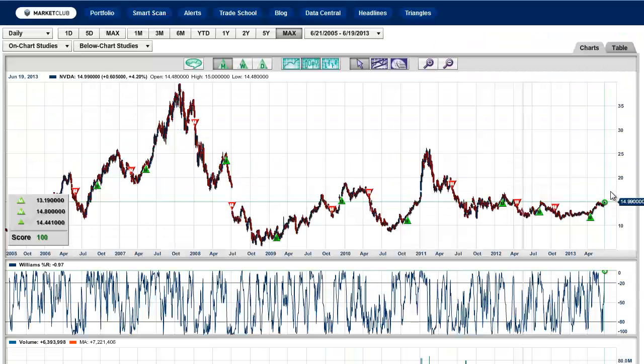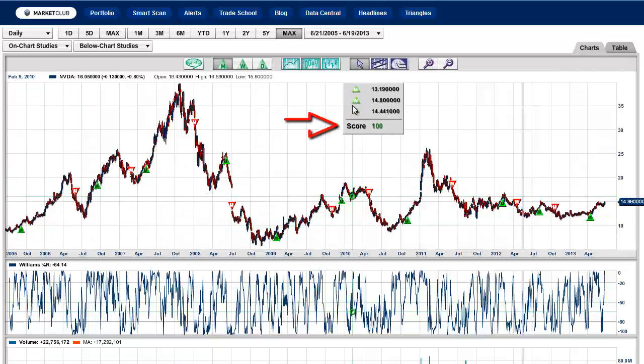So what we're looking at is a chart of NVIDIA. NVDA is the symbol. And it's plus 100 right here. And you can see that we had a signal at 13.19 to be a buyer. That's the major trend turned up on April 12th. We're currently trading at 14.99. So the trend is clearly on the upside.